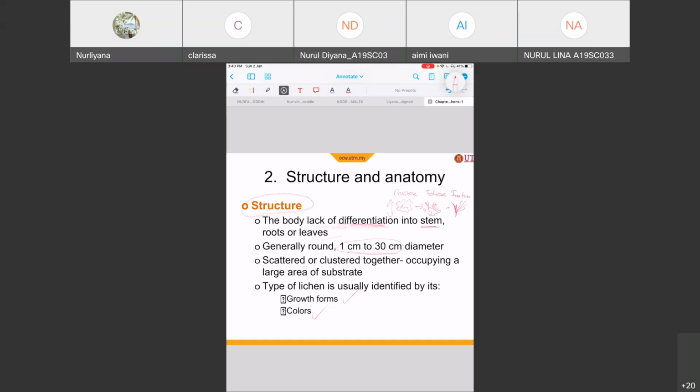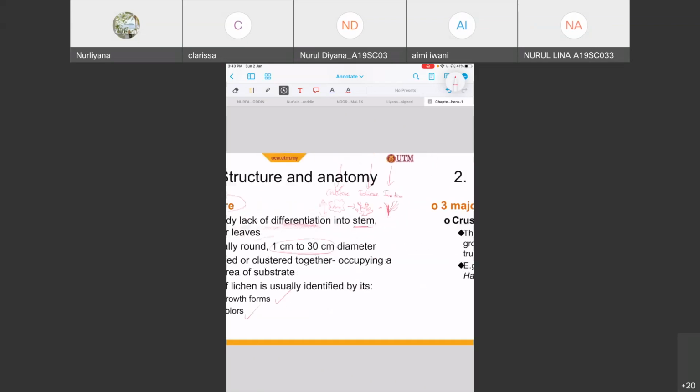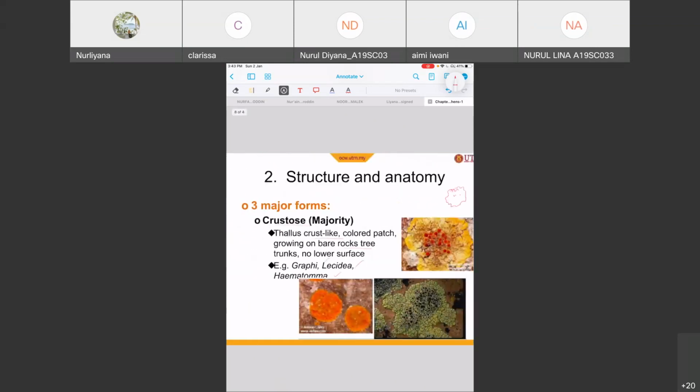So how you differentiate the kind or the species of the lichen is through their forms. Like the crustose just now, its form is different. You can also differentiate the species by color. For example, if it is crustose, you can find that the crustose appears in several types of colors, like this one is yellow and this one is greenish, so it can differentiate the species other than its form.